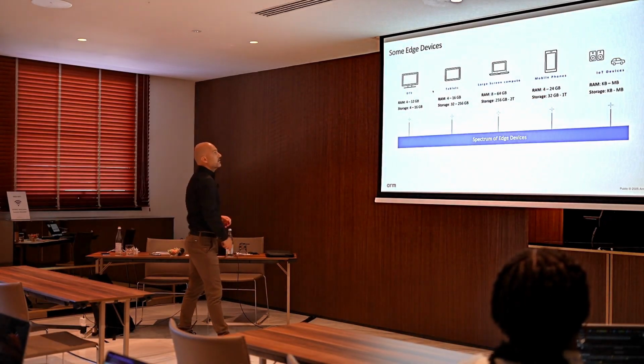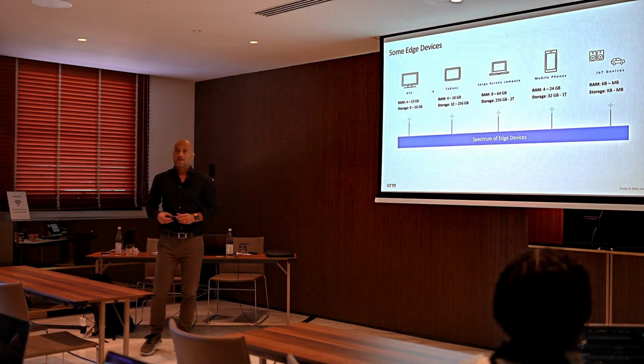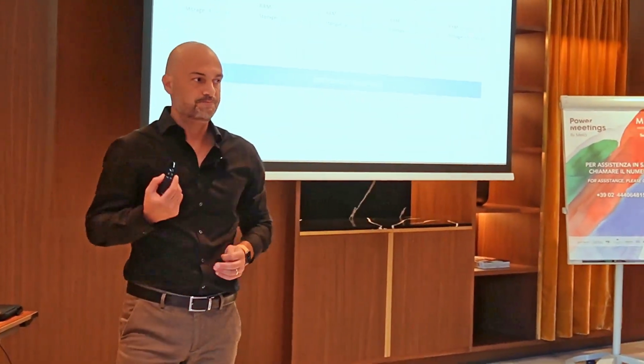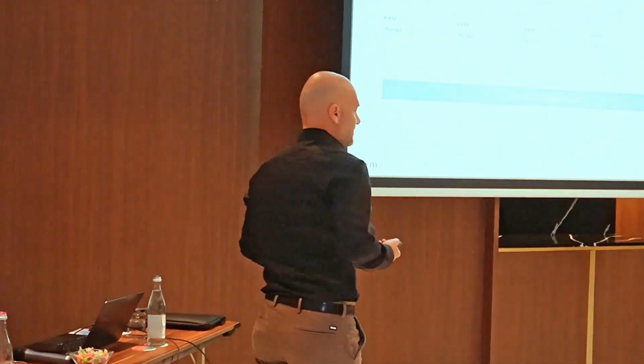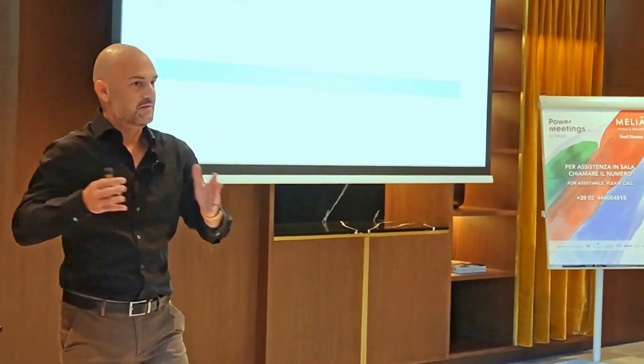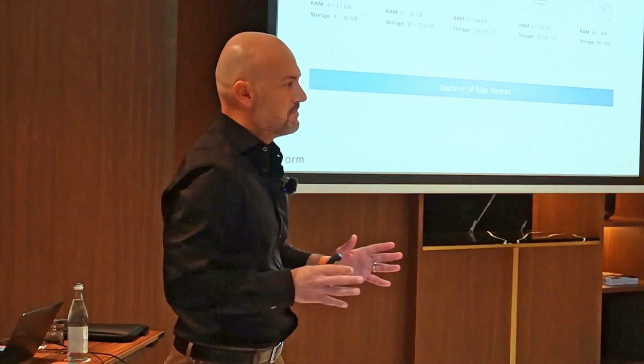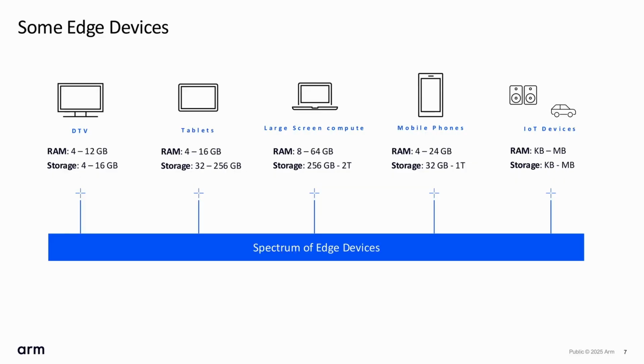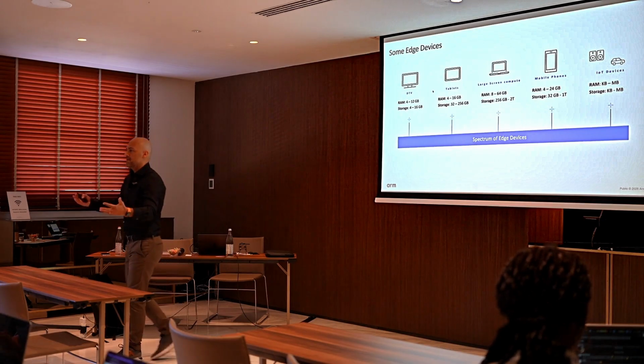So let's move on and talk about edge devices. When we talk about edge, it's not just about microcontrollers. Edge devices are devices at the edge of the network. What does it mean? It means they are devices extremely close to where the data is generated. So all these devices are considered edge devices: the TV, the tablet, the large screen computer, which is the laptop, for instance, mobile phones, and of course all the embedded devices as well.